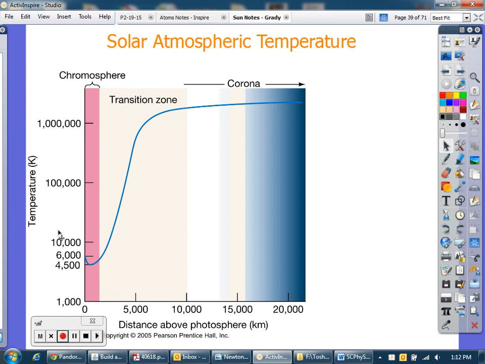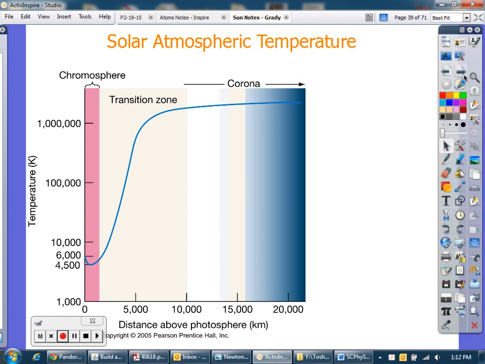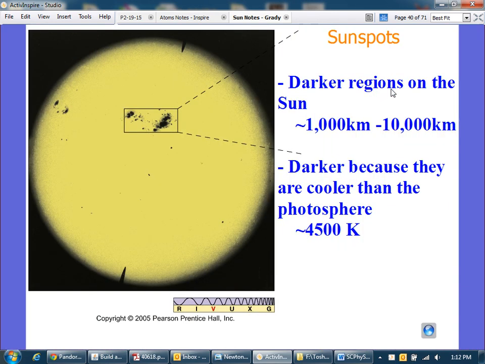This shows a temperature scale based on distance above the photosphere. So here's sea level at the photosphere, right? It's roughly 6,000 K, and then as you go a little bit further up, this is the chromosphere. You expect it to get cooler. Then as you get into the transition zone and corona, the temperature goes up exponentially. Again, kind of unexplained. We're just collecting data.